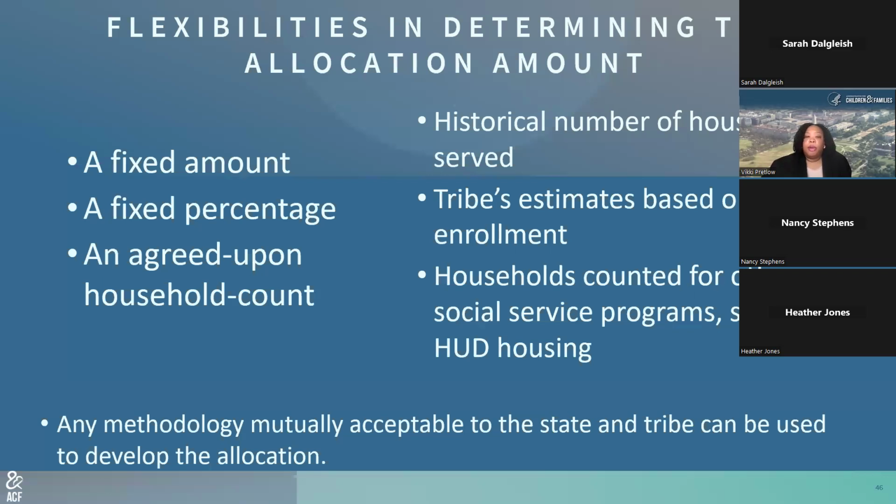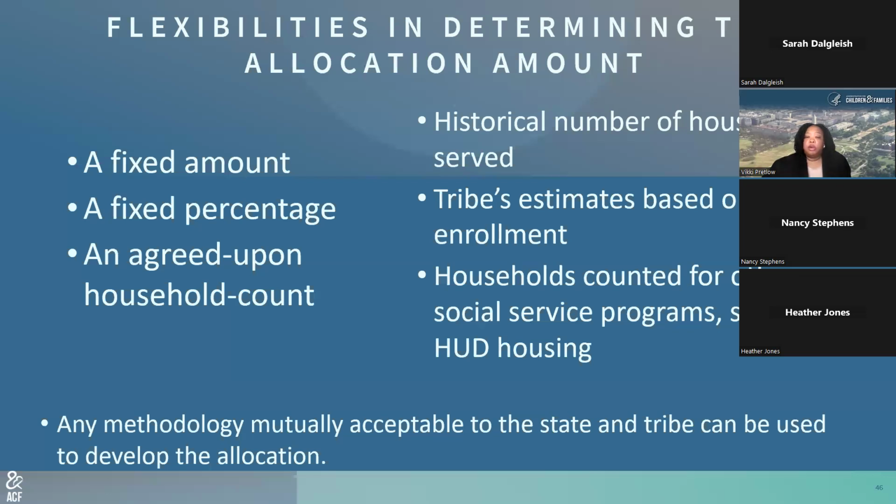So when we're talking about negotiating a more accurate allocation to include in the agreement, there are some flexibilities that exist with determining that allocation amount. There's the option to use a fixed amount or fixed percentage of the state's allocation, or a household count that both parties have agreed to. You could also develop the agreement based on the historical number of households that have been served in the past, or tribal estimates based on tribal enrollment numbers, or even the number of households that have been counted for other social service programs, such as a HUD housing program.